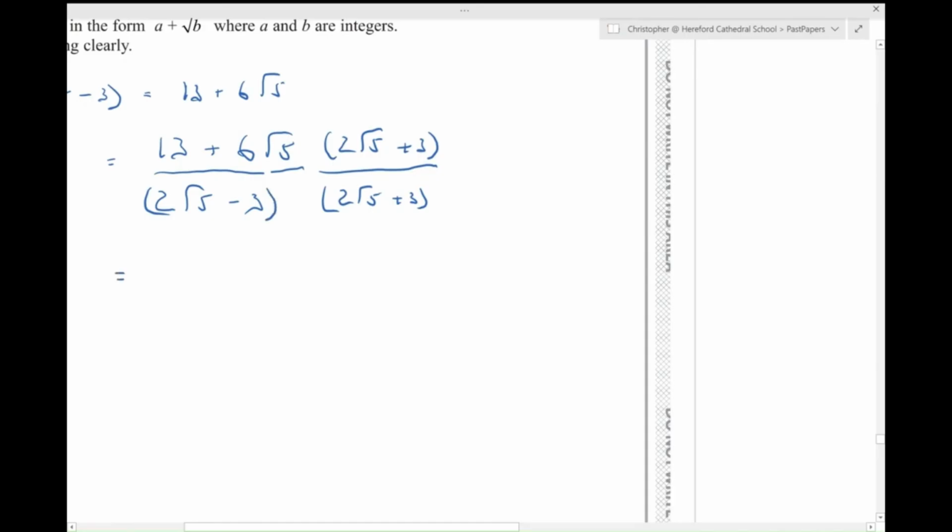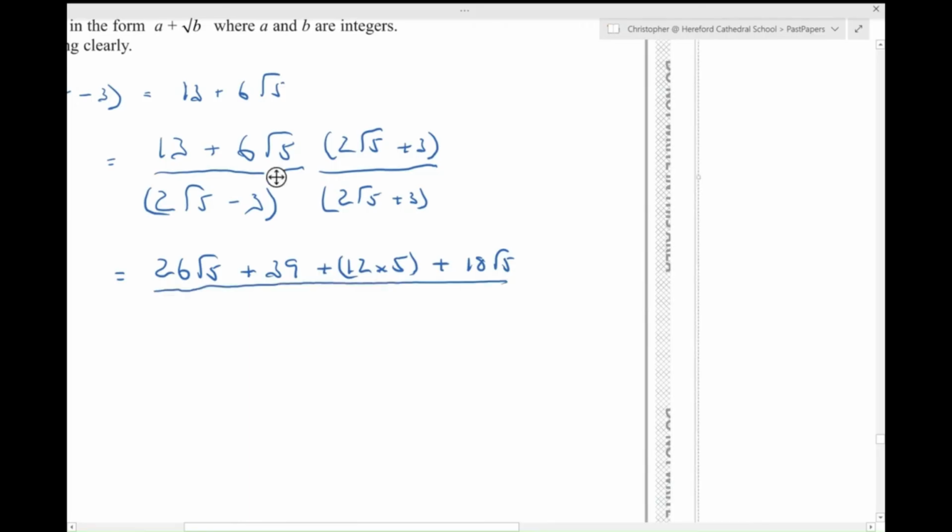Right, on the top, I'm going to have 13 times 2 root 5, which is 26 root 5. I'm going to have 13 times 3, which is 39. 6 root 5 times 2 root 5, well, 6 2s are 12, and root 5 times root 5 is 5. And then I've got 6 root 5 times 3, which is going to be 18 root 5. Meanwhile, on the bottom, I've got 2 root 5 times 2 root 5, which is 4 times 5, 20. The middle terms disappear, minus 3 times 3 is 9.